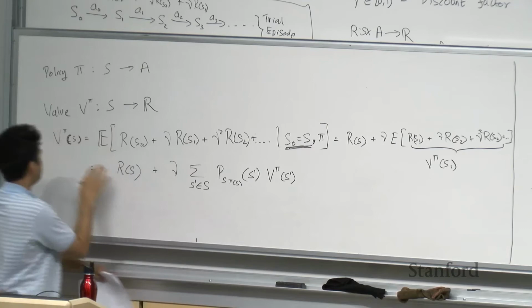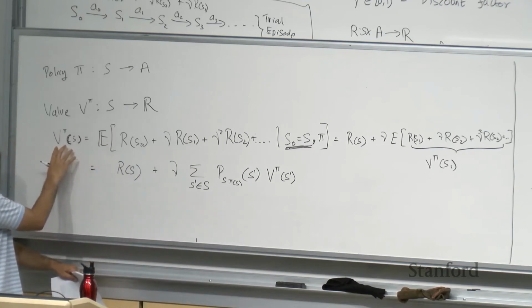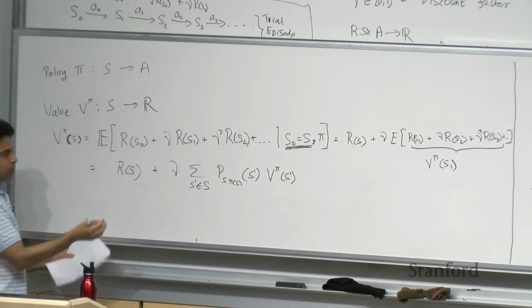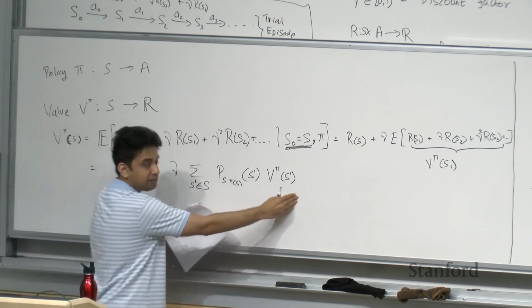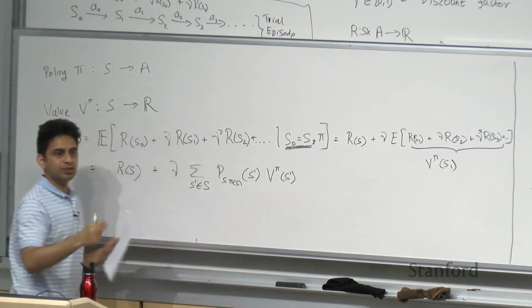And so the overall value of a state can be decomposed into these two parts: the immediate part and everything else that follows. This question?